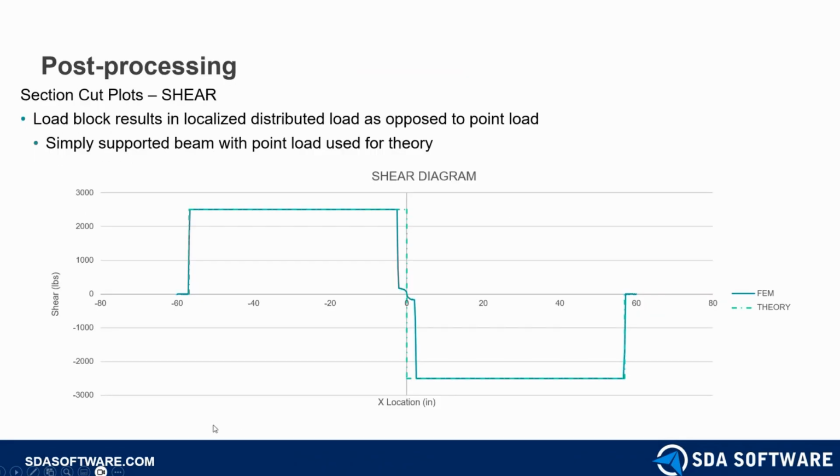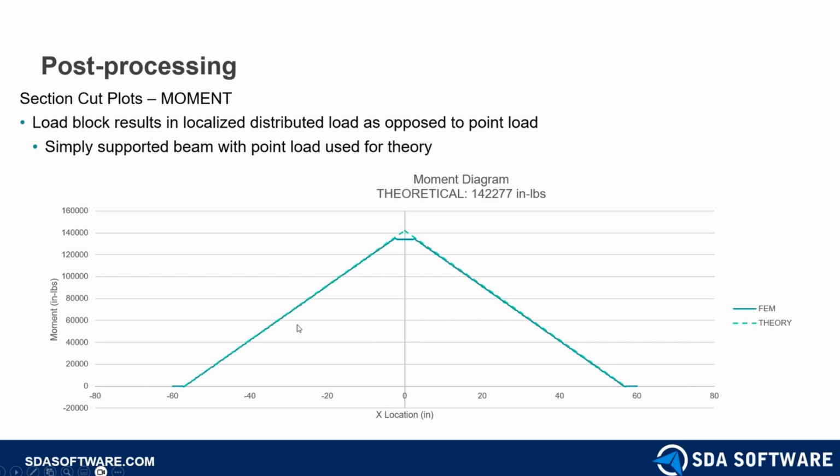So here we're just showing the differences between a point load, so a simply supported beam from a point load. And here we can see the distributed load because that block has a little bit of surface to distribute the load across, for a shear diagram and also a moment diagram, again comparing our theoretical point load versus the actual FEM load.